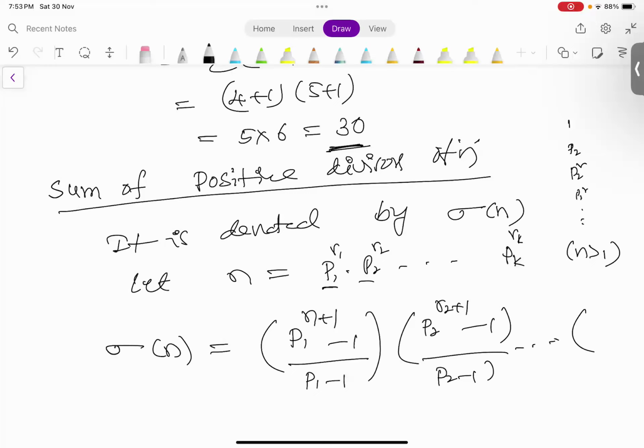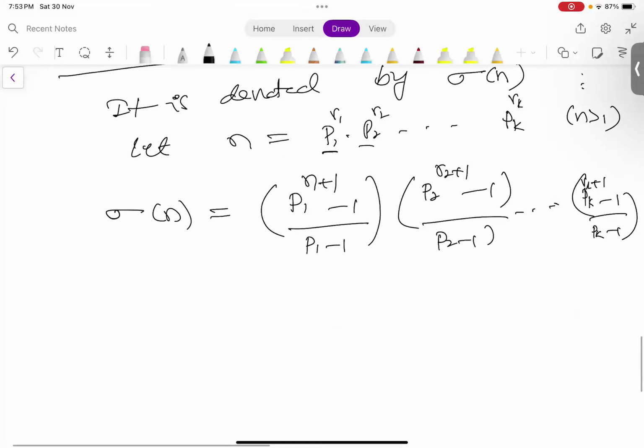Coming to the last one, what do we need? pk power rk plus 1 minus 1 by pk minus 1. This is the formula for the sum of positive divisors of n. I am giving some hint of how you can derive this formula.